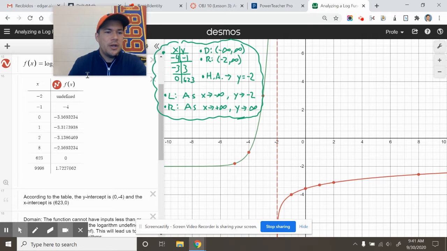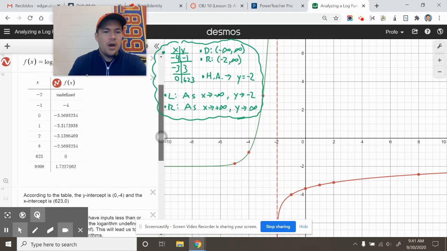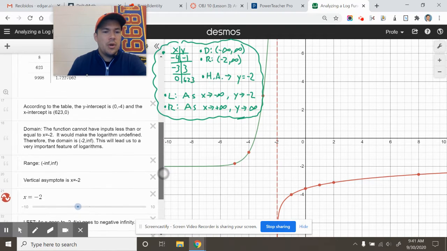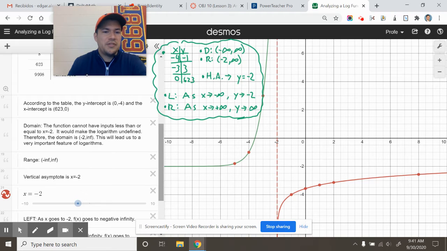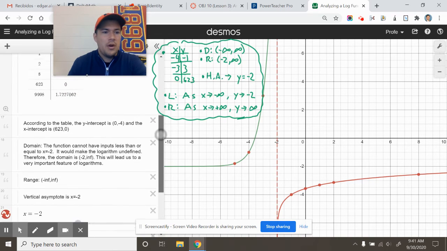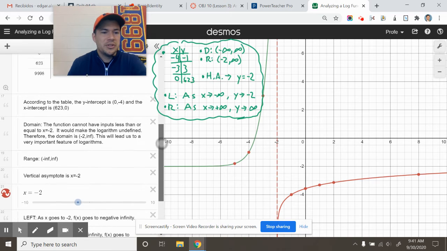All right, but I've spotted one right here at -1, -4. Which is cool to spot, because I had a point of -4, -1, so you can tell that they are inverse points. I also went ahead and tested: if I had a point 0, 623 in my exponential table, I should have 623, 0 in my logarithmic table. So the table helps us find the y-intercept 0, -4, and the x-intercept 623, 0.